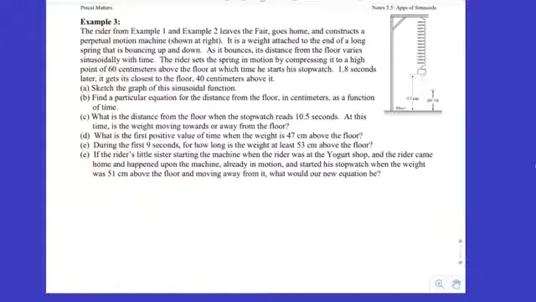So the rider from example 1 and example 2 leaves the fair. He leaves the Canal County Fair, and he goes home. And what does he do? He constructs a perpetual motion machine. Holy moly, how do you do that? Wow. He constructs a perpetual motion machine.